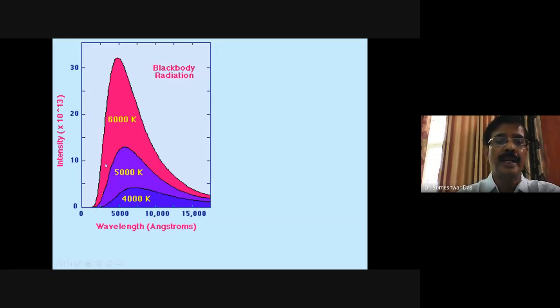Also, the area under each curve changes as the temperature changes. So the higher the temperature, the more is the area under the curve, right? So at higher temperature, more emission takes place, black body radiation. Okay, this is what you notice from this diagram.